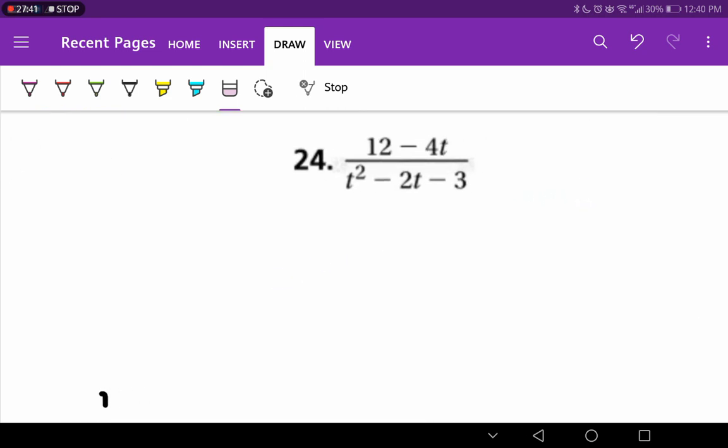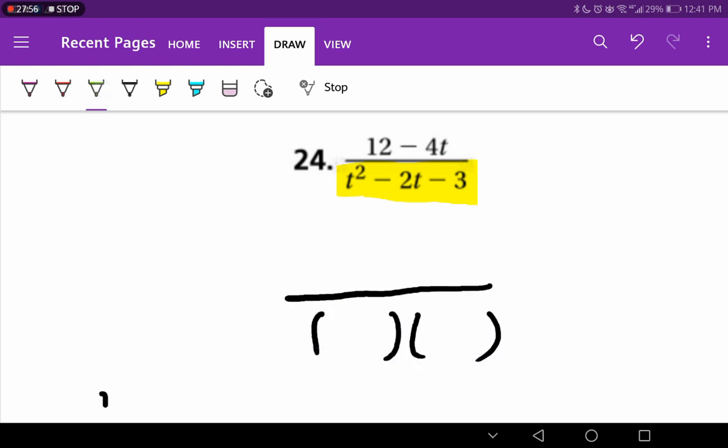Of course. Basically, we have to factor the top and factor the bottom. For the factoring, I need to check the last term if the first term is 1. So A is 1, C is negative 3, B is negative 2. Give me two numbers that multiply to get negative 3 and add to get negative 2. Negative 3 plus 1 is negative 2. So t minus 3 and t plus 1 is the right answer.